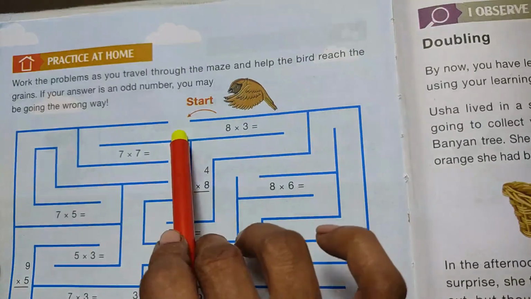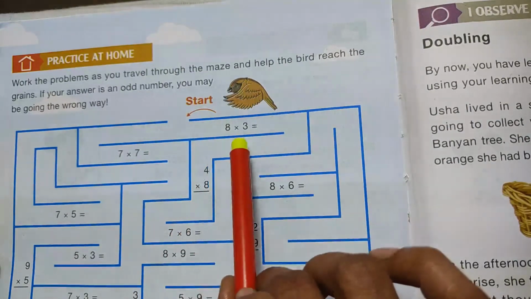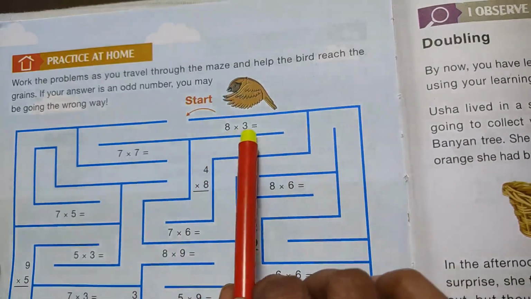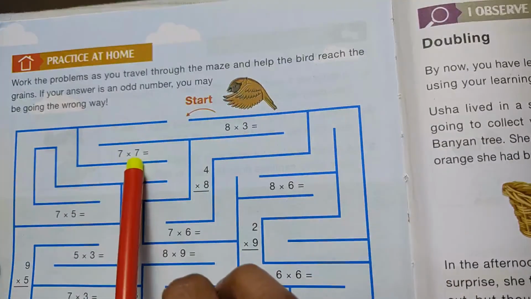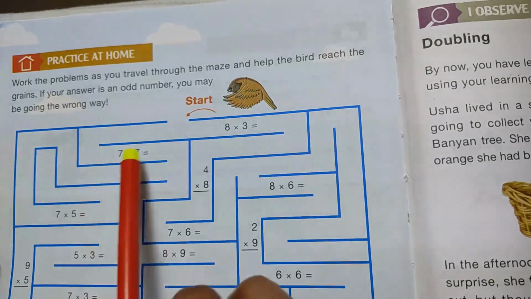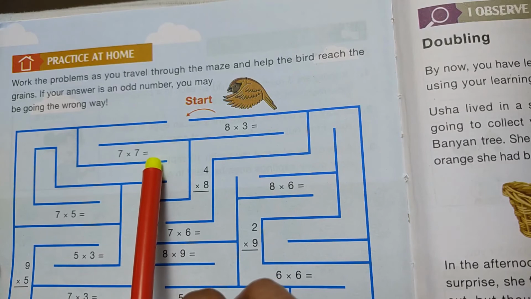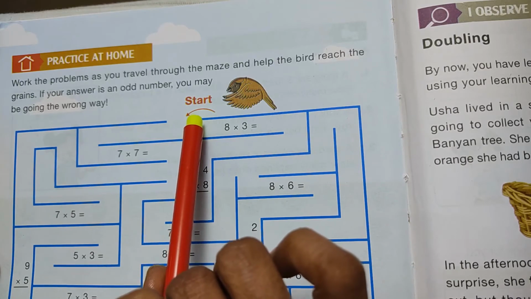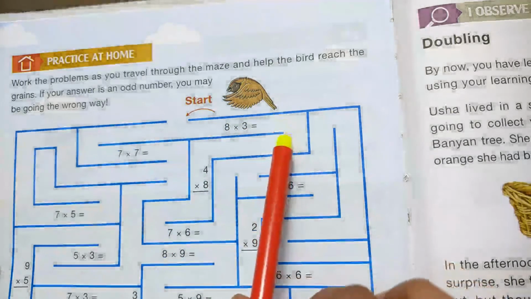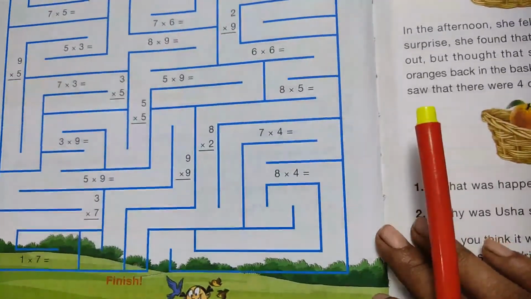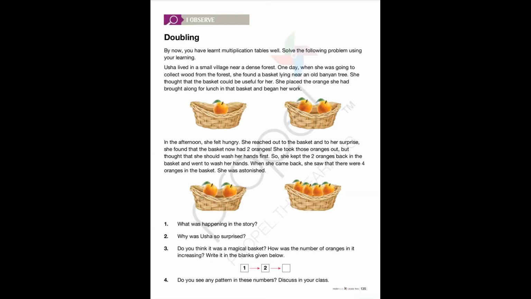If you go through an odd number, then your path is wrong. For example, 8 3s are 24 and 7 7s are 49. So if you start moving from here, 49 is an odd number, then maybe your way is wrong. You have to go through only even numbers and in this way reach here.